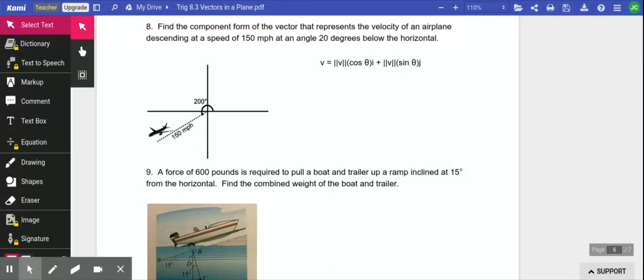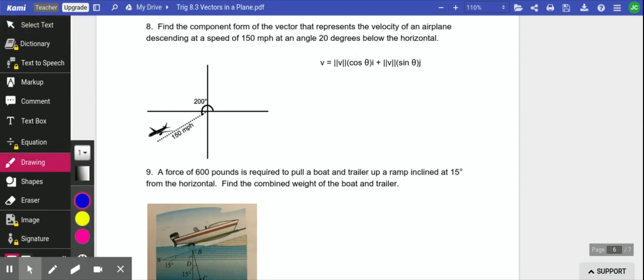We have a couple applications of vectors that we've been talking about. So check out number 8. We want to find the component form of the vector that represents the velocity of an airplane descending at a speed of 150 miles per hour at an angle 20 degrees below the horizontal. And we've got a picture here that's from the example in the book.